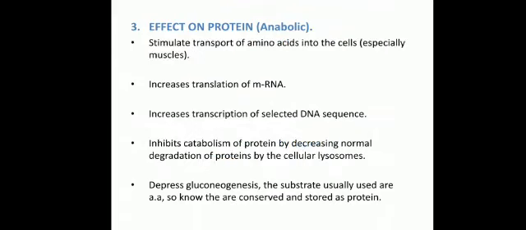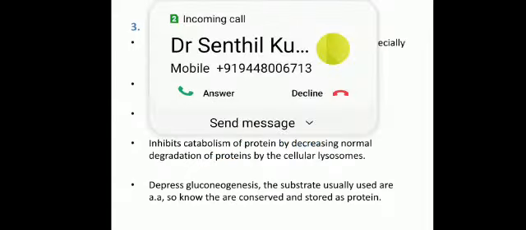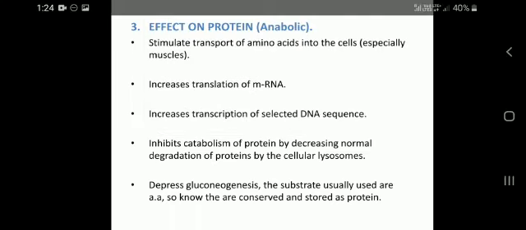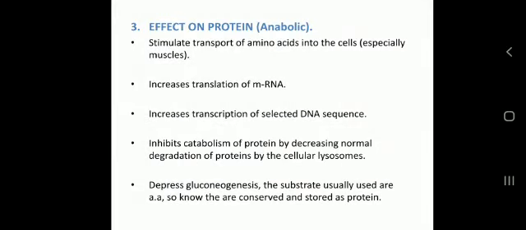On the protein metabolism, we call it an anabolic effect. I think that should be slide number 11. The effect on protein metabolism, we can put in one word, is the anabolic effect of insulin. So the point starts with insulin stimulates the transport of amino acids into the cell.